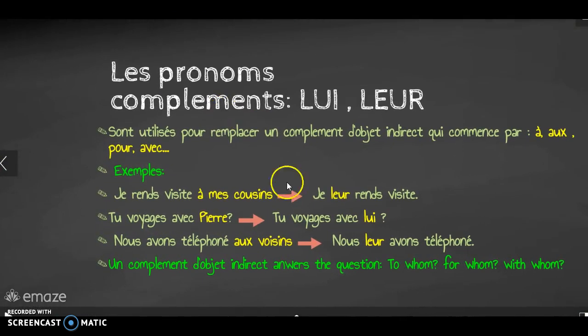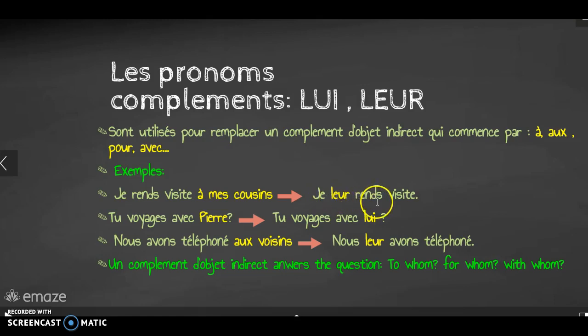Now, the other two pronouns, les pronoms lui and leur. Lui means him or her. Leur means them. And these two here are used to replace an indirect object, un complément d'objet indirect that starts with the following keywords: à, au, pour, or avec, such as these examples here. Je rends visite à mes cousins. I visit my cousins. So I'm going to replace mes cousins with leur because this is my plural pronoun. Je leur rends visite. And leur, again, is placed before my verb.